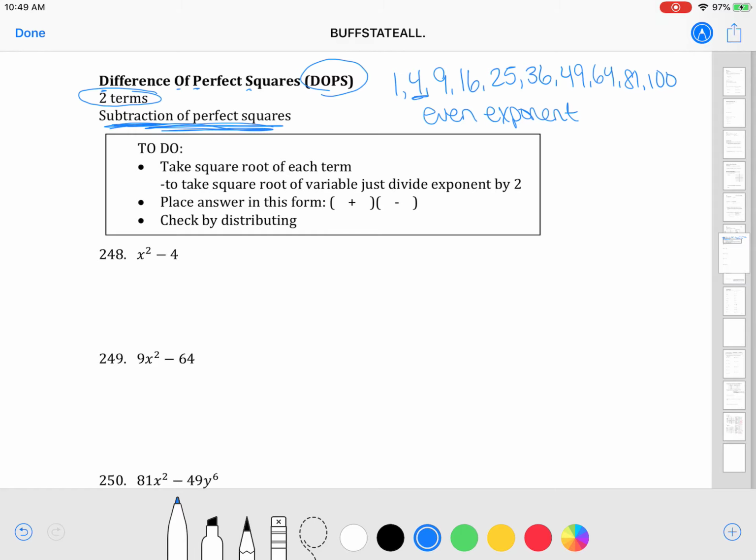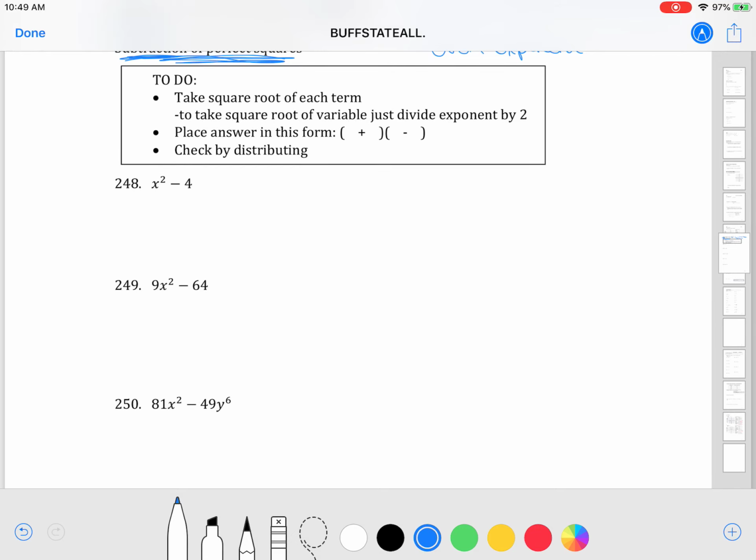Okay, so 4 is a perfect square, it's on my list. X squared is a perfect square because it has an even exponent. Here's how you do it. It's actually a very easy process, which makes people forget it easier, so try and stick with me.